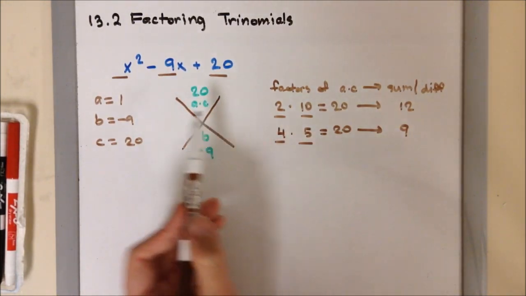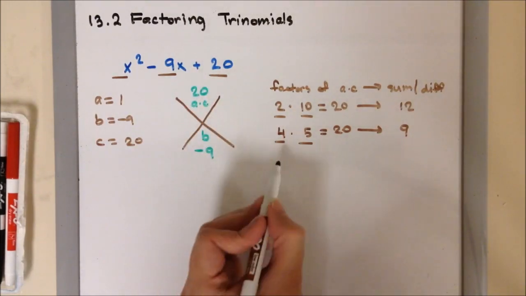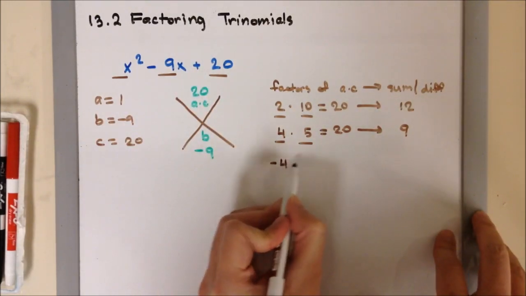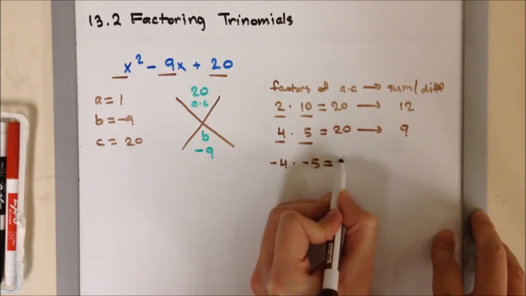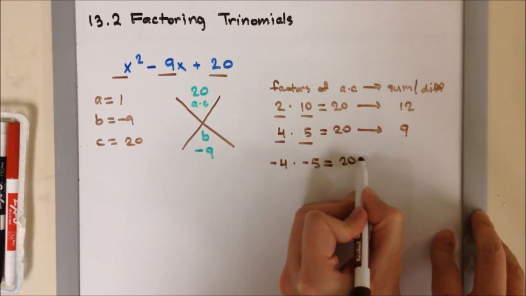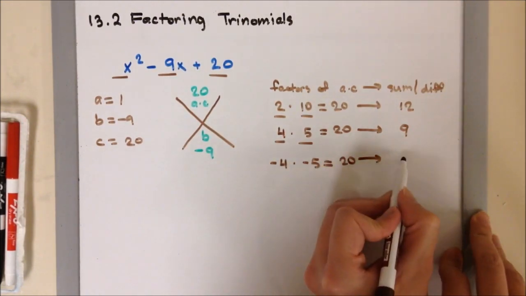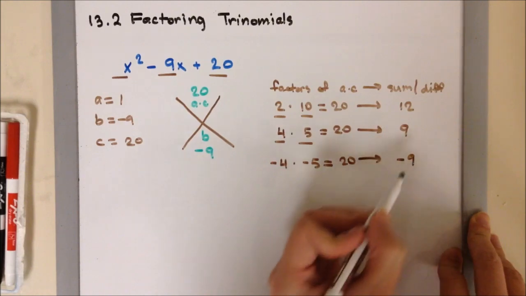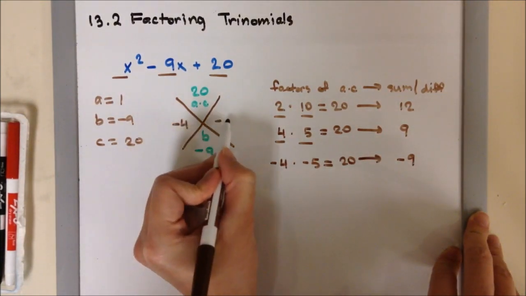So you have to think in terms of what two numbers can multiply into a positive 20. Well, you could do negative 4 times negative 5, which will also multiply into a positive 20. And then when you combine a negative 4 with a negative 5, the sum and difference will be negative 9. So my factors are negative 4 and negative 5.